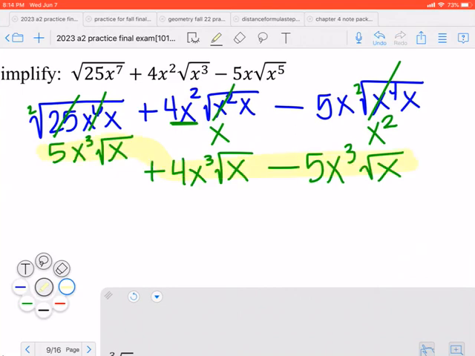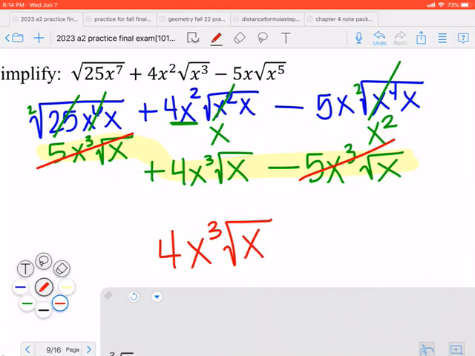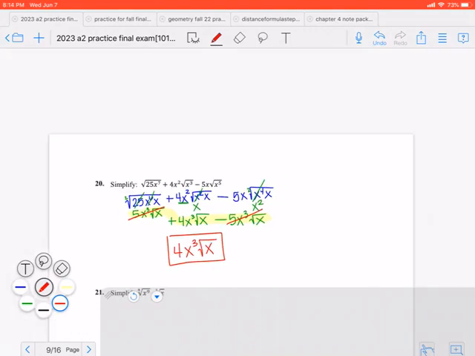And these all have an x to the 3rd on the outside, a square root of x in for the radical, and so they are all like terms. And I'm noticing we've got the 5 minus 5 is 0, so final answer 4x to the 3rd times the square root of x. And that's part 2.